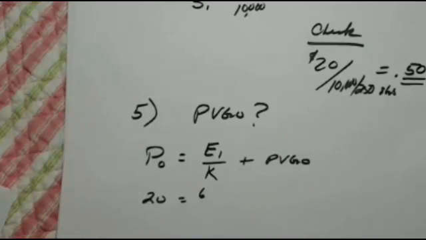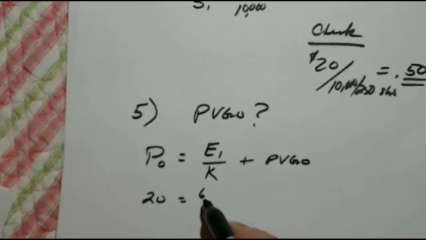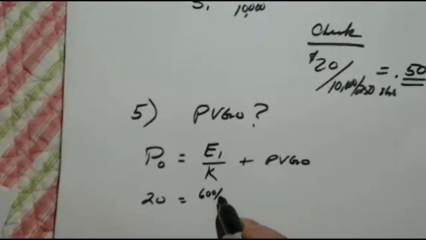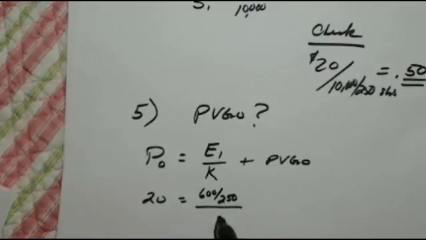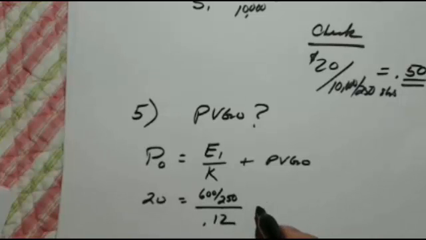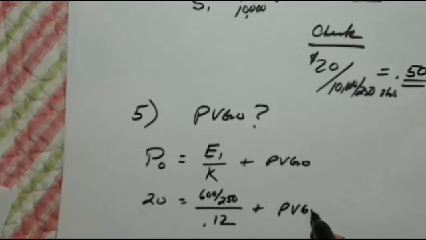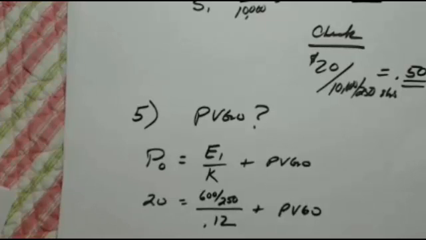Earnings per share going forward are the net income. Well, actually I don't have to compute it. We computed it a few minutes ago. It's $2.40. It's the 600 divided by 250 shares. Okay? Divided by 0.12 plus PVGO is what we're looking for. So we do the calculation. It turns out that 20 equals 20, which implies that the present value of growth opportunities equals 0.